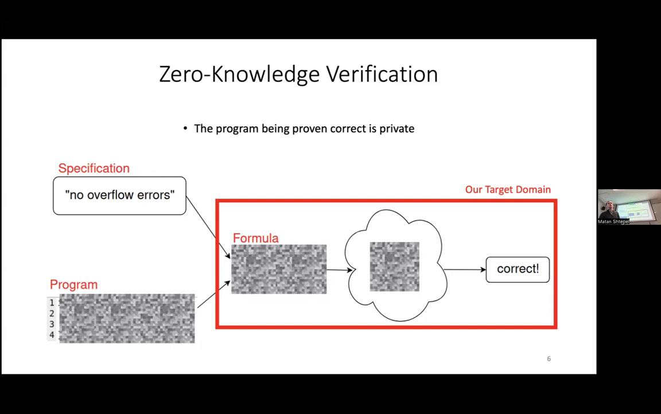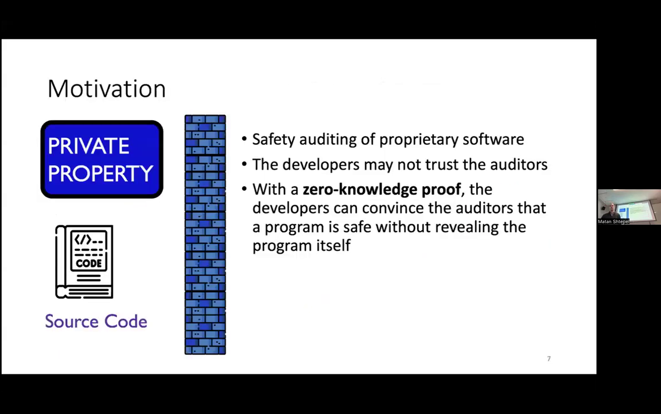The reason why we want zero-knowledge verification is that it can help with the task of safety auditing for proprietary software. It's common for government agencies and private companies to require software from external developers to undergo a safety audit before being deployed. And the standard way that happens now is that the developers simply need to hand over their source code to the auditors, who then inspect the code and run it.